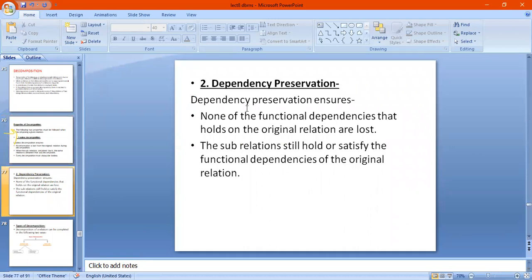Dependency preservation ensures none of the functional dependencies that hold on the original relation are lost. The sub-relations should still hold and satisfy the functional dependencies of the original relation.